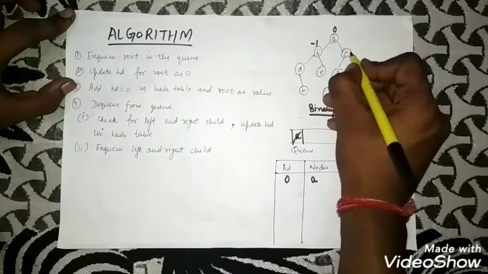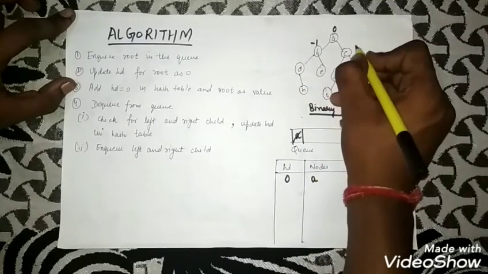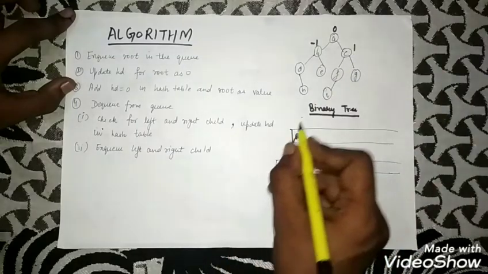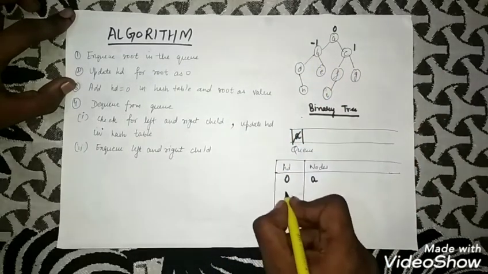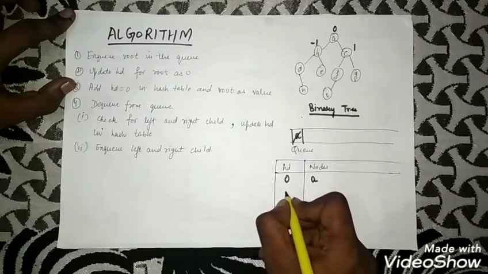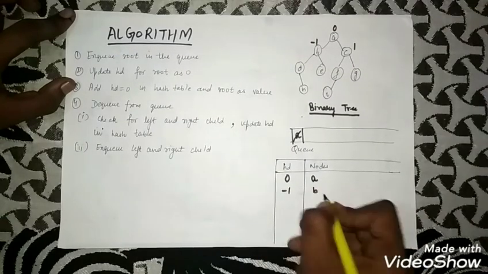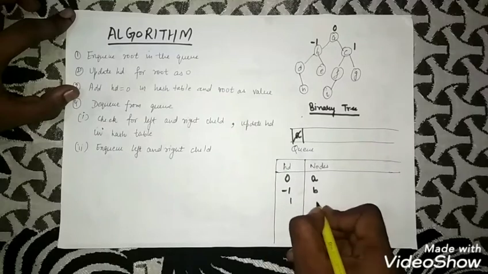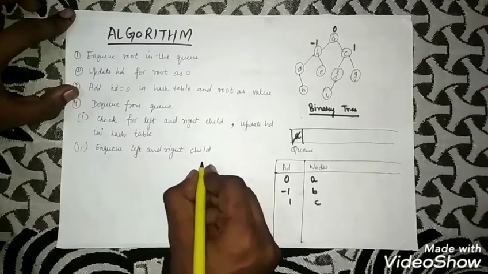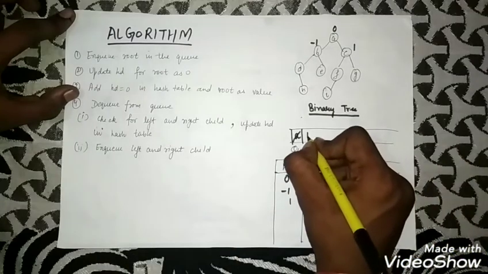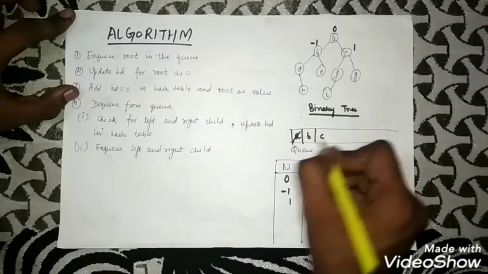The right child is C. It will be 0 plus 1 equal to plus 1. Now we will put this key value pair in the hash table. So for horizontal distance minus 1 we have B. For horizontal distance 1 we have C. The second part of this fourth step is enqueue left and right child. So we have to put this left and right child into the queue.